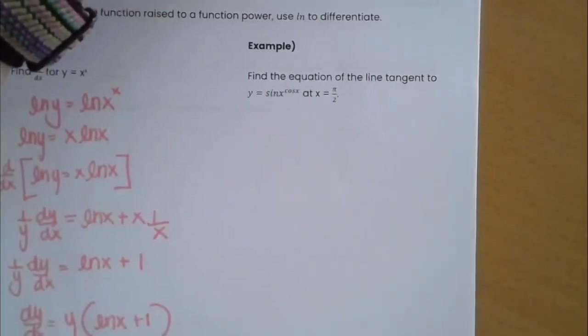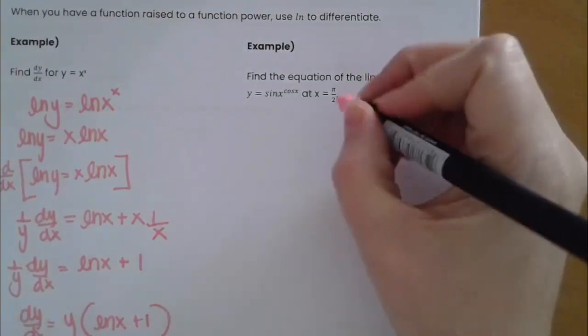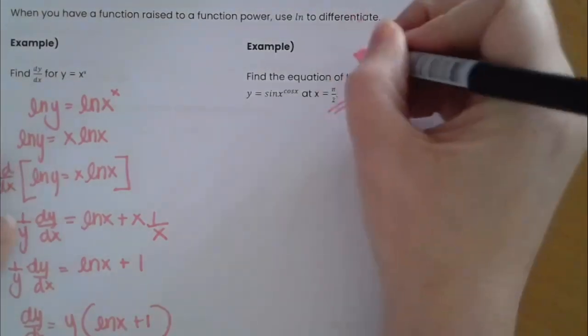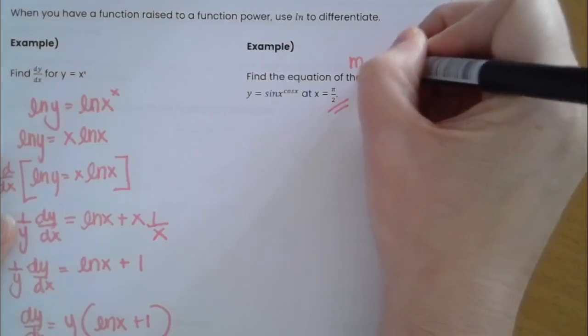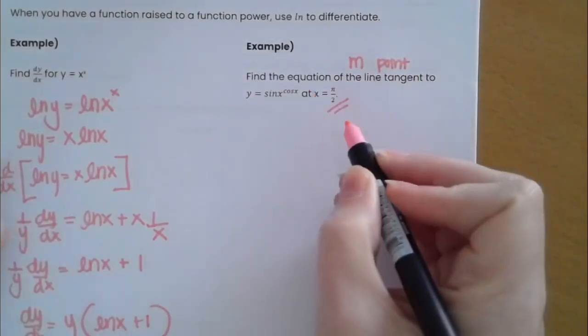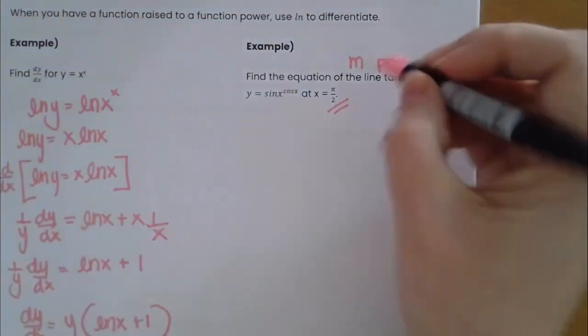So let's look at another example. Find the equation of the line tangent to y equals sine of x to the power of cosine x at the point pi over 2. So first off, I'm just going to know that I need both the slope and a point to write the equation of a tangent line. So since I'm already thinking about it, I'm going to go ahead and do my y value.